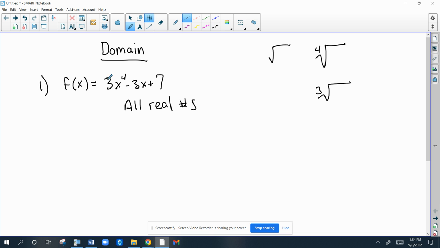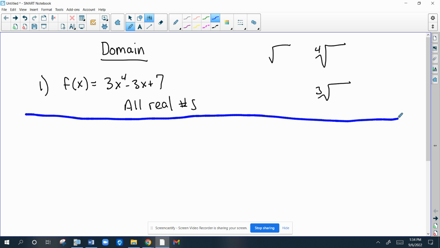So x can be 3, you just plug it in. X can be 0, you get 7. X can be negative 58.6. So that's an example of where domain's not an issue. Let's look at this one.